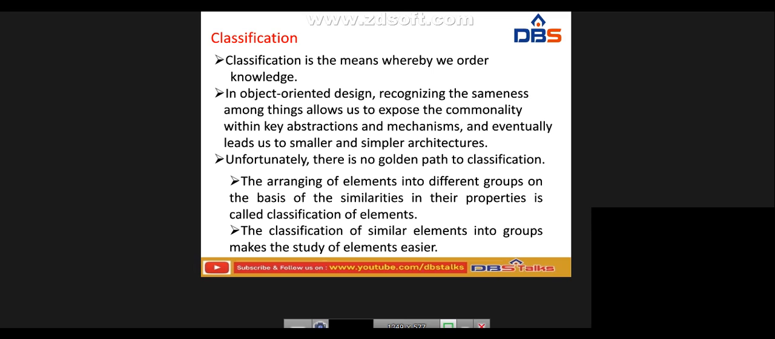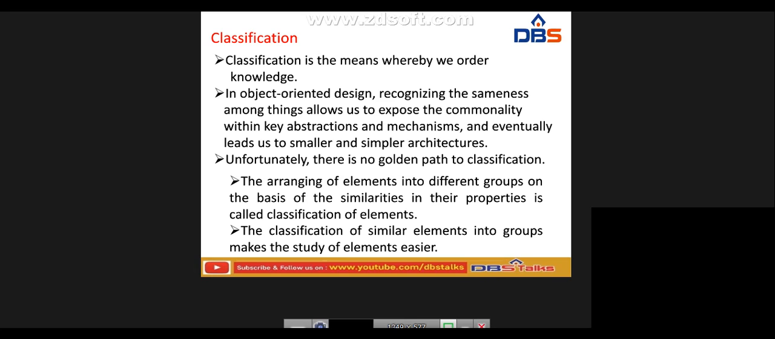Unfortunately, there is no golden path to classification. Arranging elements into different groups on the basis of the similarities in their properties is called classification of elements. That is, arranging the elements into different groups on the basis of their properties. And the classification of similar elements into groups makes the study of elements faster, because the elements can be identified through the classifications.